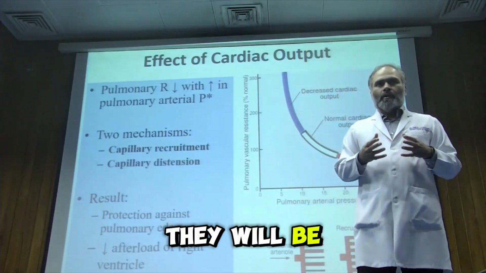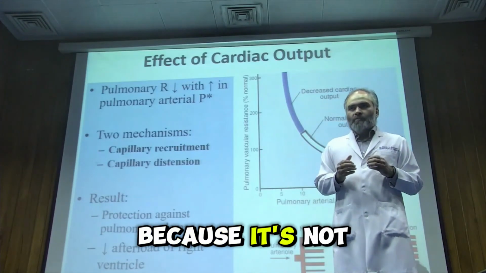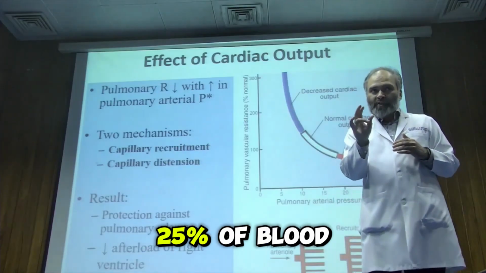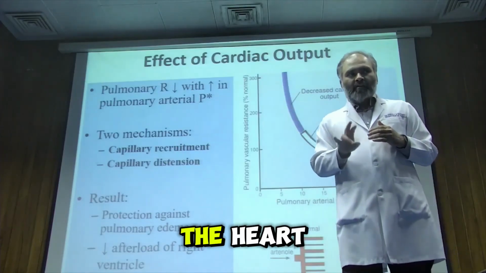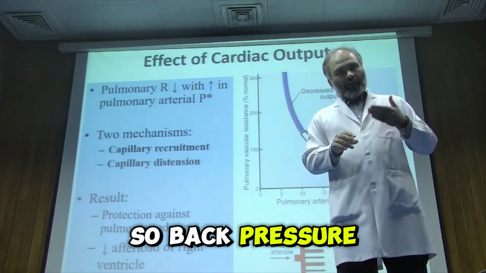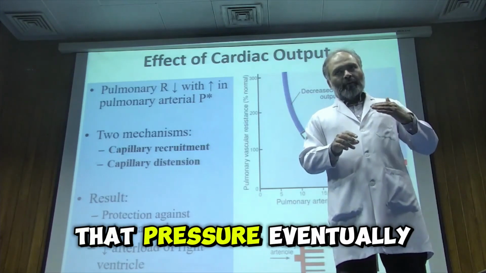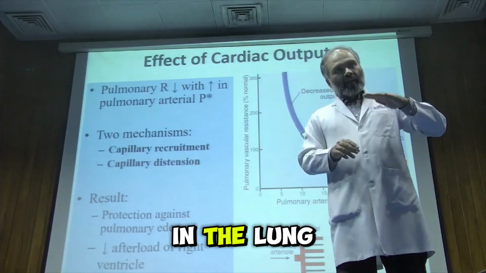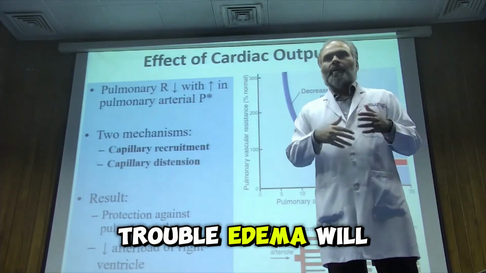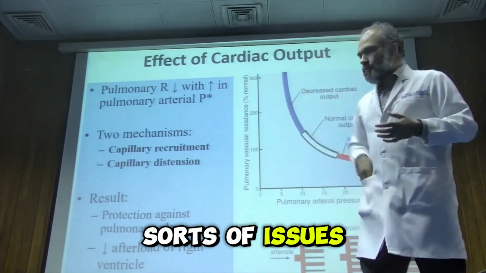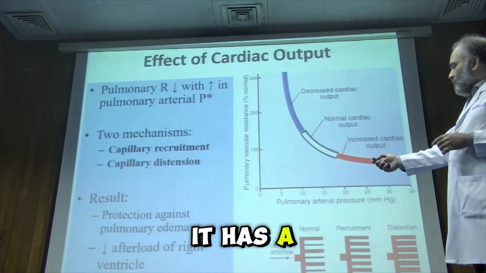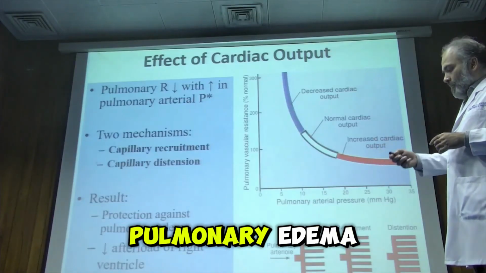There will be pooling of blood because it's not going forwards. 25% of blood is staying in the heart, so back pressure starts to rise. That pressure eventually starts to rise in the lung. Now we have trouble. Edema will ensue and all sorts of issues. Normally it doesn't. It has a protective mechanism against pulmonary edema.